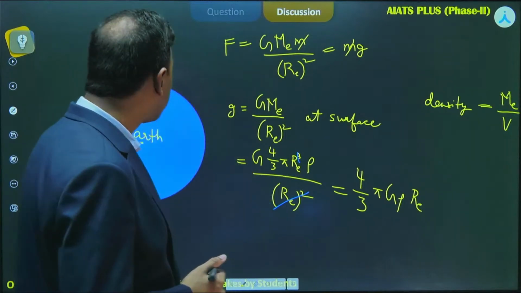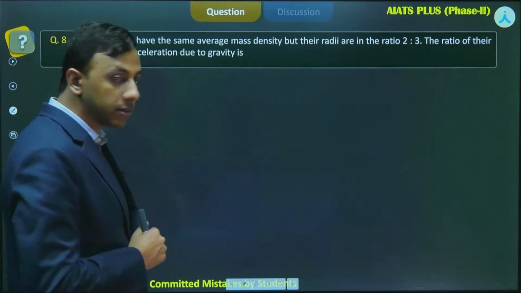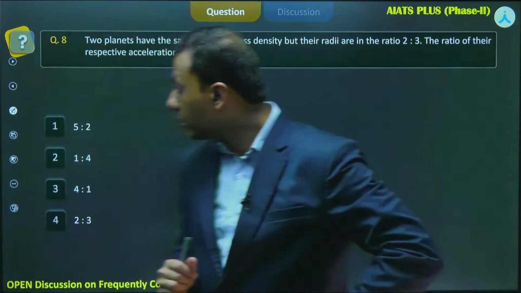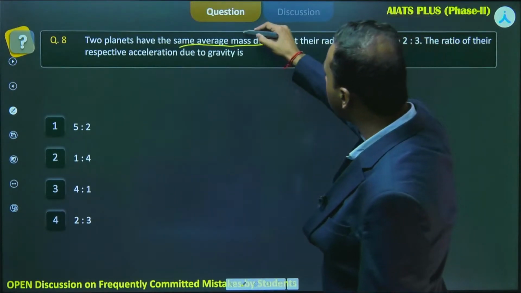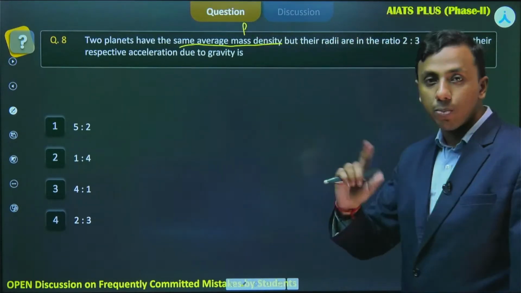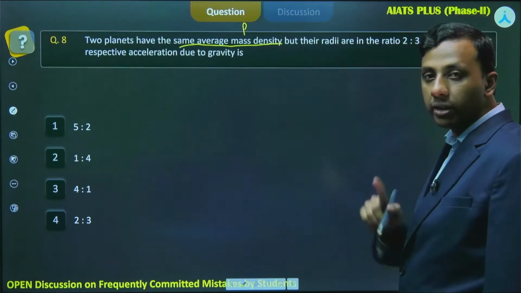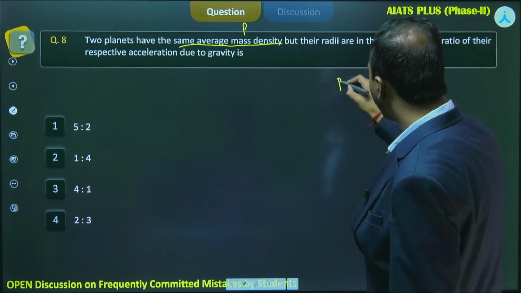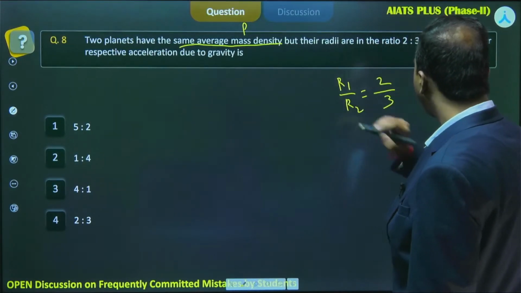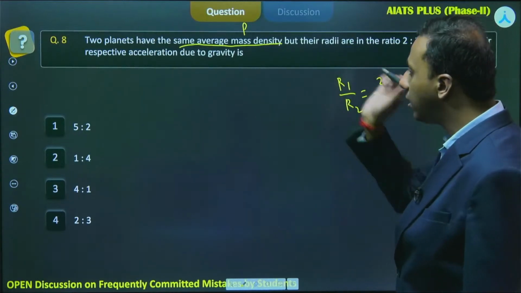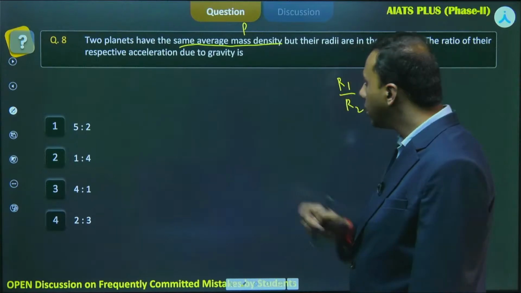So let's see what the question is asking here, right? They have said two planets have the same average mass density, that means they're talking about rho. So rho for both planets is same. The radii are in the ratio 2:3, that means R1 by R2 is given as 2:3. They are asking the ratio of their acceleration due to gravity. So g1 by g2 we are supposed to find.